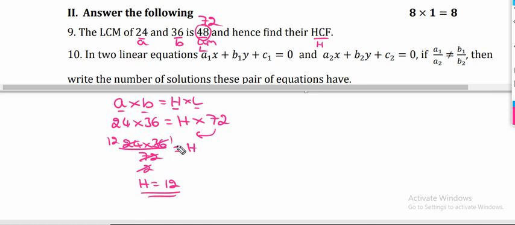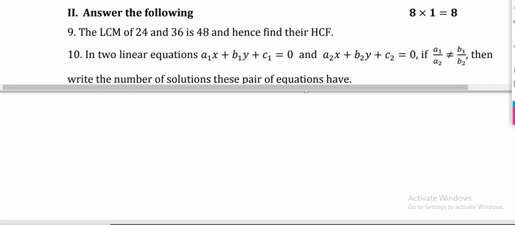You have to solve this by using the steps, not write only the answer here, because for 1 mark you have to do 2 or 3 steps. And you have to solve this only by this method. When they give the two numbers and LCM and ask to find HCF, or they give two numbers and HCF and ask to find the LCM, you have to use this formula only. The product of the two numbers is equal to the product of HCF and LCM. So then we move on to the next question.